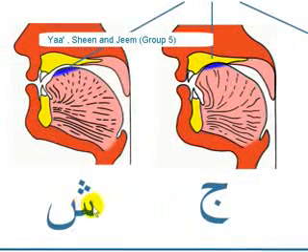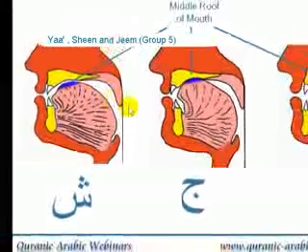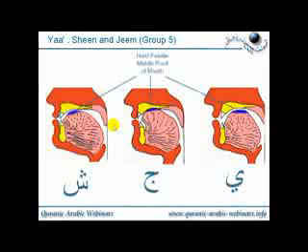And then we have sheen, sheen, which goes just a little bit more forward, but we would still class that towards the middle of the top of the mouth on the hard palate. So that was group 5.